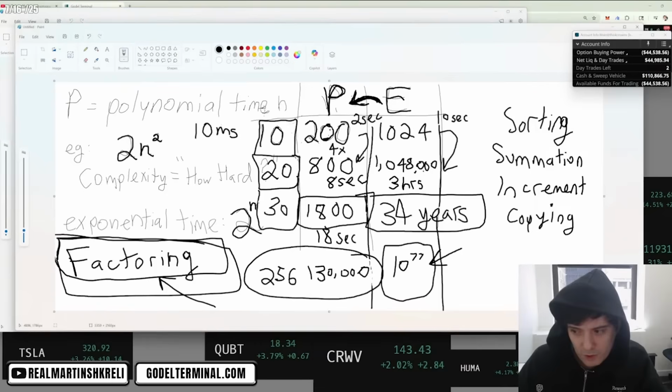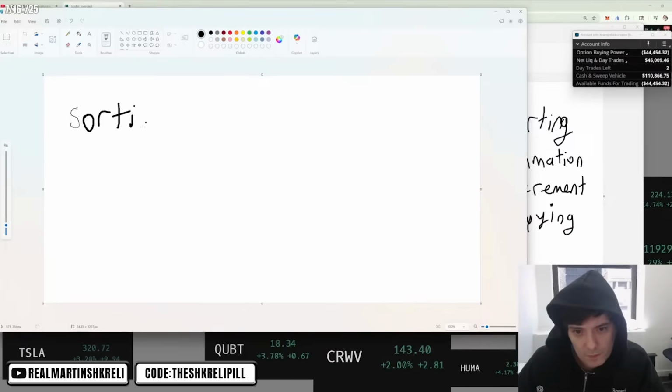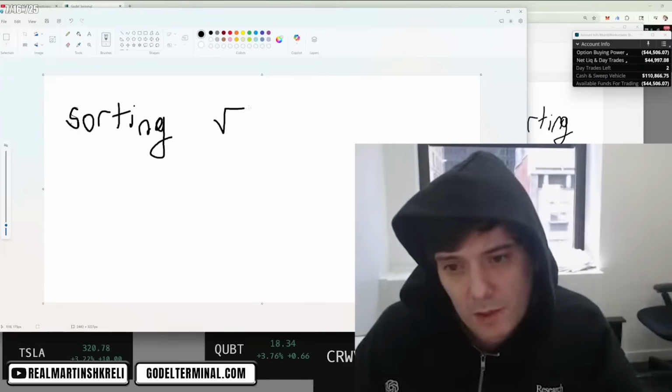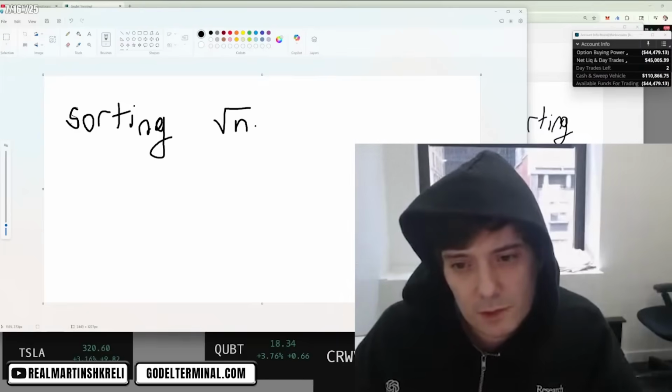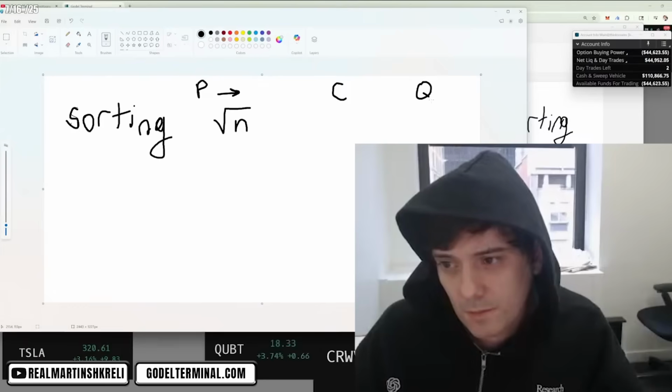Well, we know that Shor lets you morph an exponential problem to a polynomial problem, but let's just compare a polynomial problem against a polynomial problem. So let's say you have some sorting algorithm, and the sorting algorithm has complexity time of the square root of n. So this is a polynomial algorithm. We're going to compare classical versus quantum.